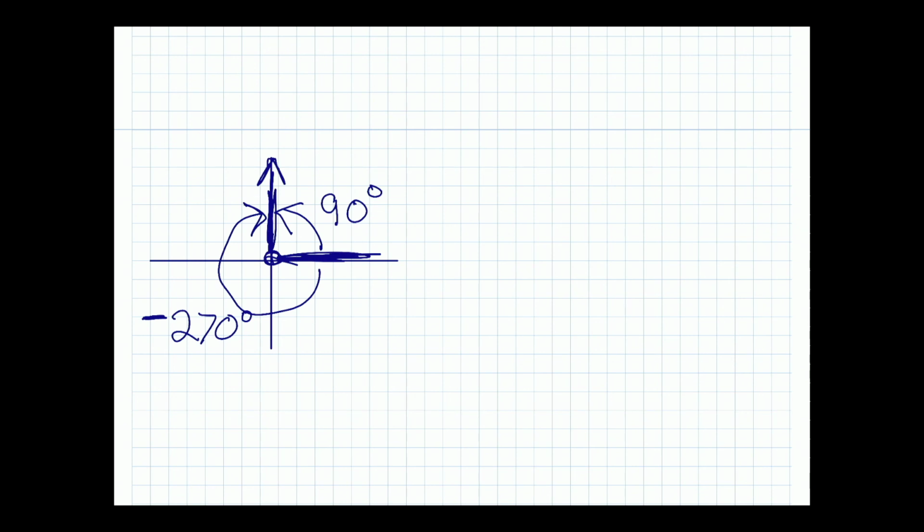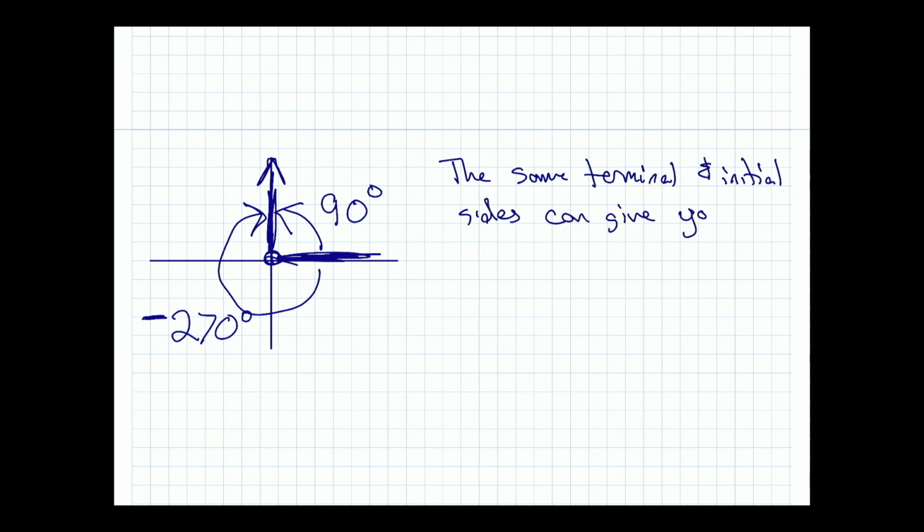So you can have the same terminal side and initial side, but the initial side is always in the same place, so it's really the terminal side that changes. The same terminal and initial sides can give you different angle measures, I'll say. Right? Like we just saw, 90 and negative 270 have the same terminal and initial sides.